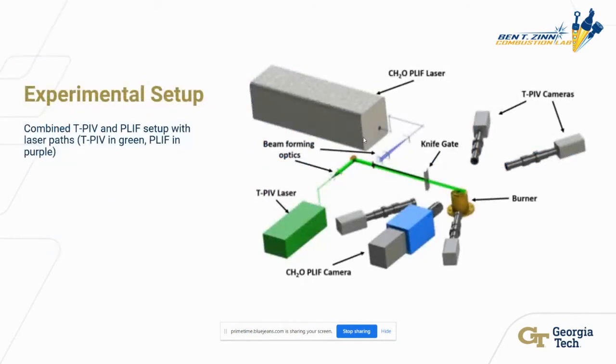This is an image of our combined experimental setup. The green laser and the green path is our ThermoPIV laser path, and the 4 cameras at angles around it are the cameras that are capturing our ThermoPIV data. The purple path is that of our PLIF laser, and the blue box is our intensifier with the attached camera that captures our PLIF data.